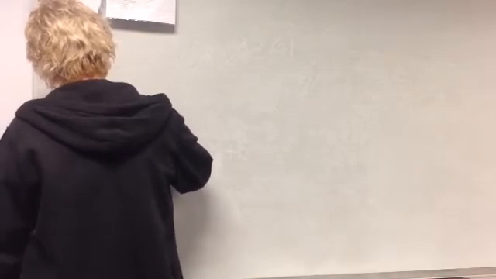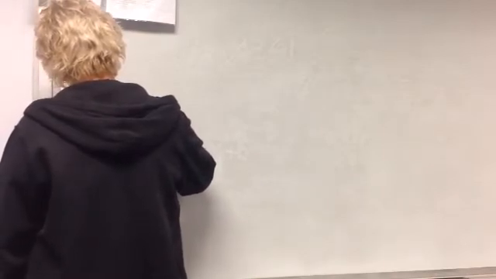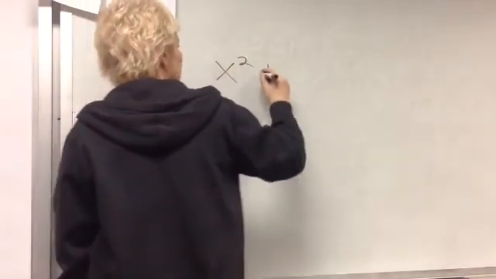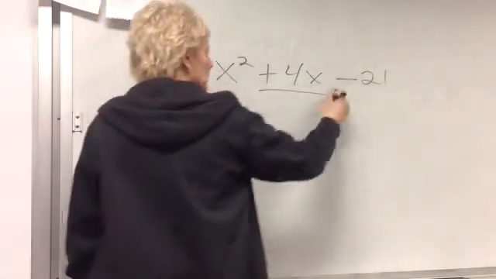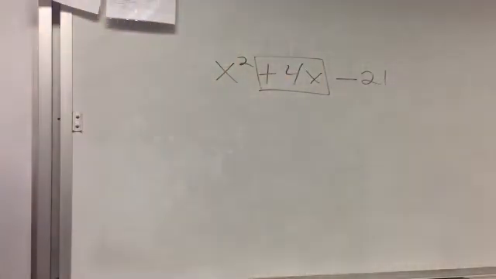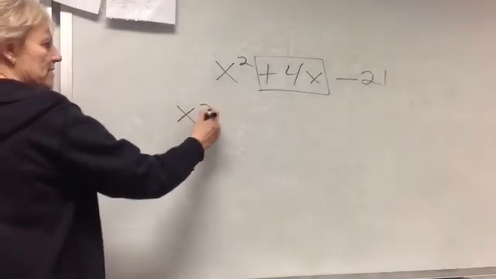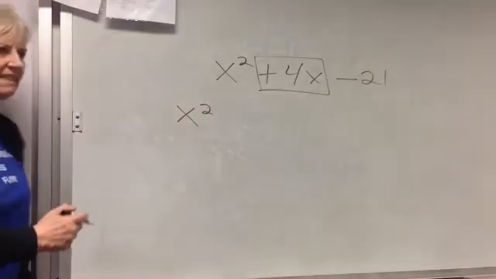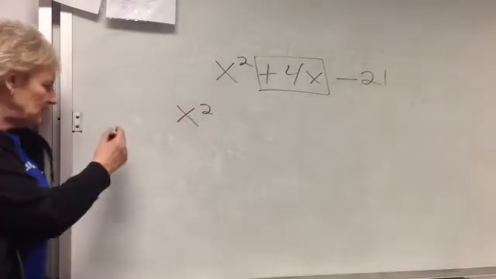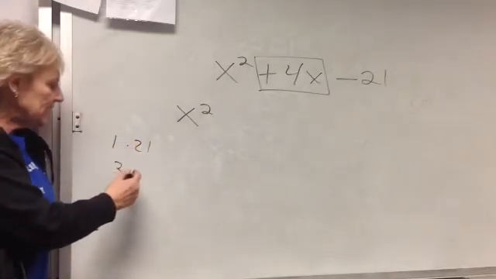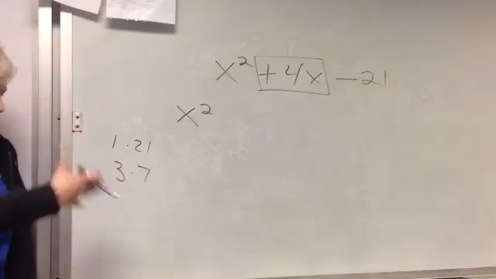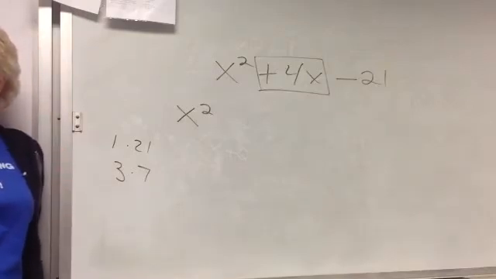Okay, let me do another one. I can't just make these up, you know. X squared plus 4x minus 21. Okay, remember, we're going to split that up. So we're going to write x squared, and we're going to think of the factors of 21. 1 times 21, 3 and 7. Can I make any of those add up to a positive 4?